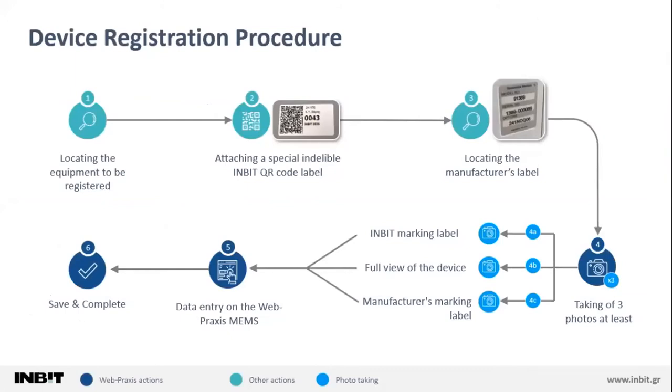So now I would like to briefly describe to you the registration procedure that we followed for each device, starting of course with the locating of the equipment to be registered. After that, we attached a special indelible Invit QR code label bearing a unique code on each device, and then we had to locate the manufacturer's marking label. After that, we took at least 3 photos of each device: one of the Invit QR marking label, one of the manufacturer's marking label, and the last one of the full view of the device. And this data would next be inputted on the Web Praxis Medical Equipment Management System.